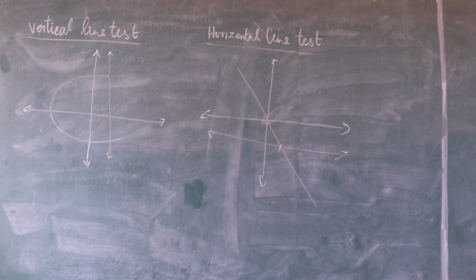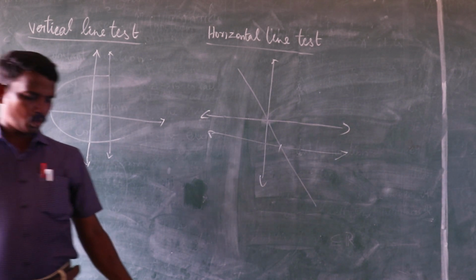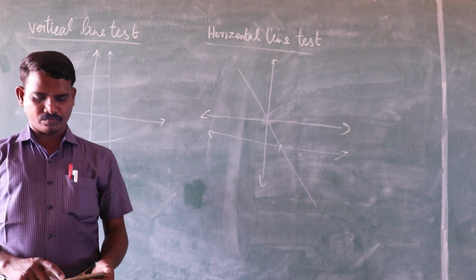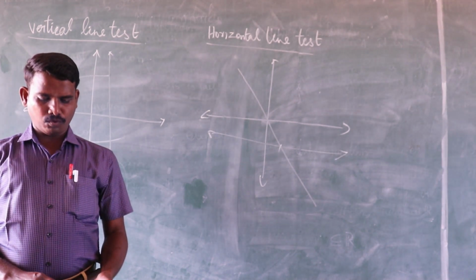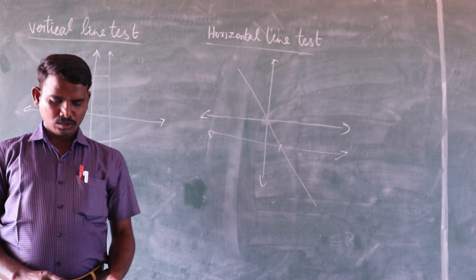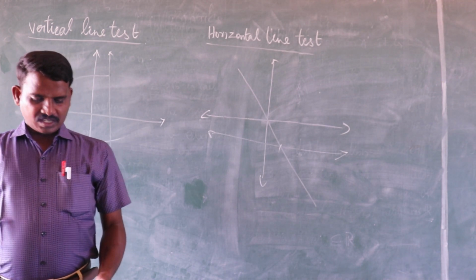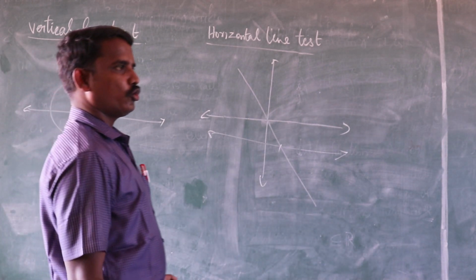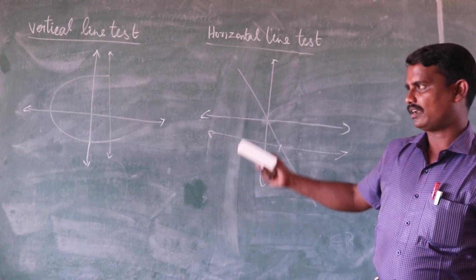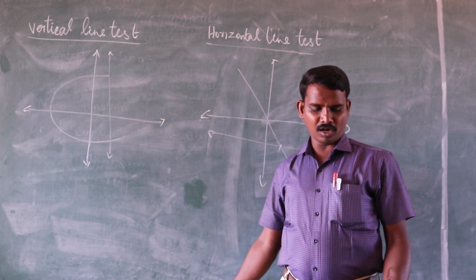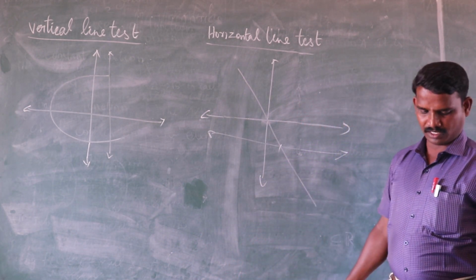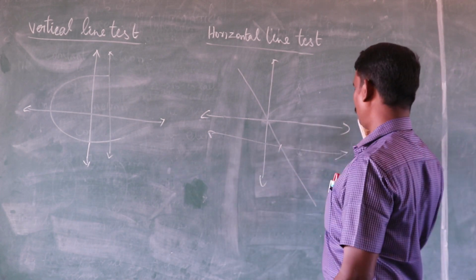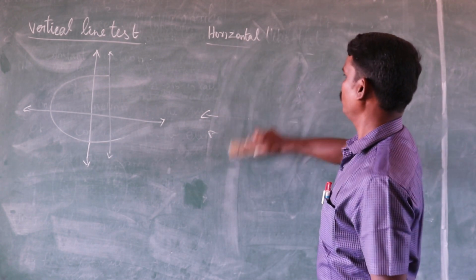So you have 4 questions in your Exercise 1.4. The first question gives 4 figures in your book. Determine whether the graph given below represents a function. Give your reason. You can write your own reason. That is, you can draw any one of the lines, horizontal or vertical, and then write your answer. Now go to the second question, Exercise 1.4, question number 2.